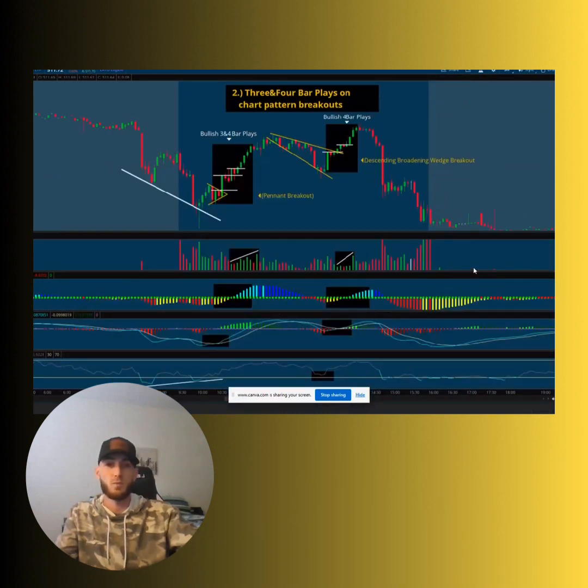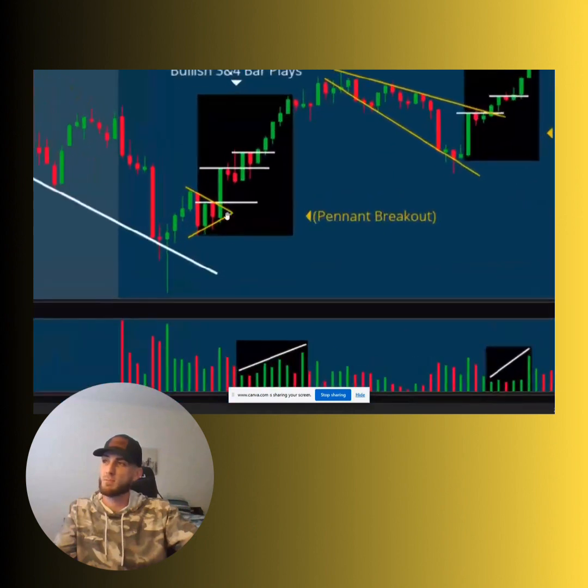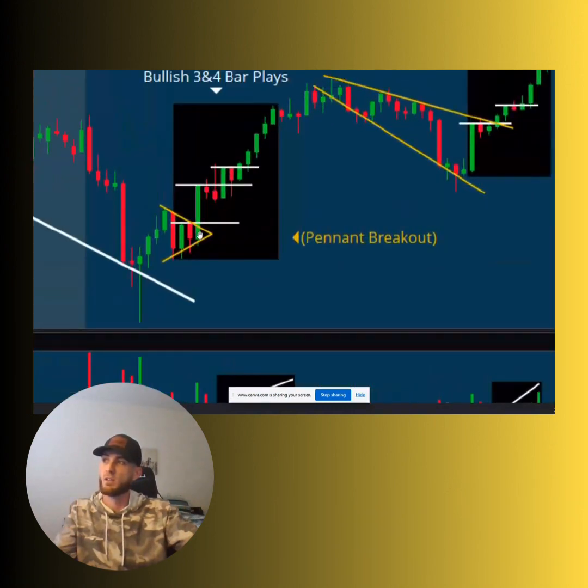Second example, we're looking at bar plays that form after chart pattern breakouts. So to start the morning, we had this nice divergence play, and we start moving back upward, chart plotting lower lows, and RSI plotting higher lows. I will have a video coming out soon going over divergence, bullish and bearish, so keep an eye out for that. Nonetheless, we had this pennant pattern that formed on the breakout.